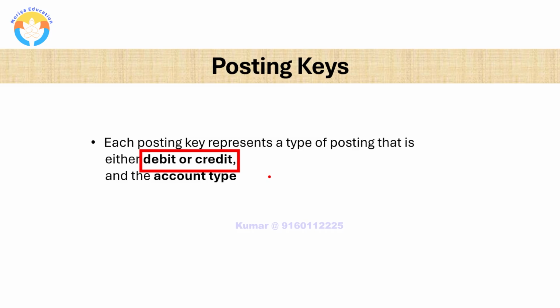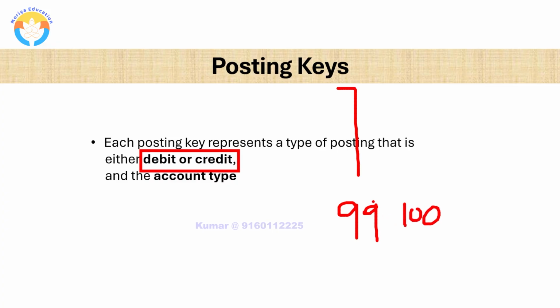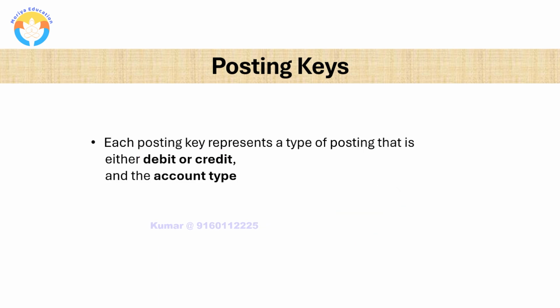We only have two, debit and credit. But posting keys, there are almost around 99 to 100 posting keys. So debit credit are only two. But why so many posting keys? Tell me one journal entry.